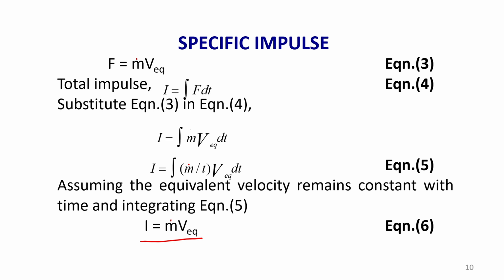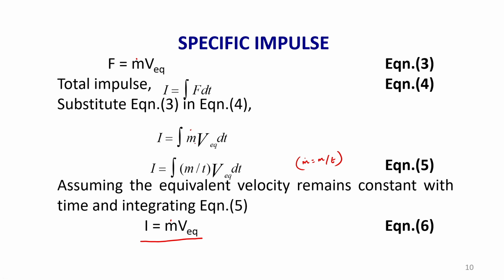Okay. So, let me repeat it again, from equation 3 I am getting the thrust in terms of mass flow rate and equivalent velocity. I am defining the terms impulse, that is nothing but a force acting on a particular time. So, force into dt integral. So, instead of F I am substituting this m dot equivalent. What is m dot is equal to m by time. Okay, let me write m dot is equal to m by time. So, instead of m dot, here it is m dot, here it is m dot.